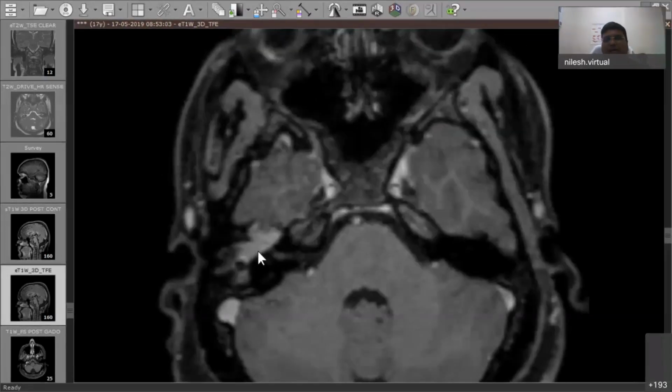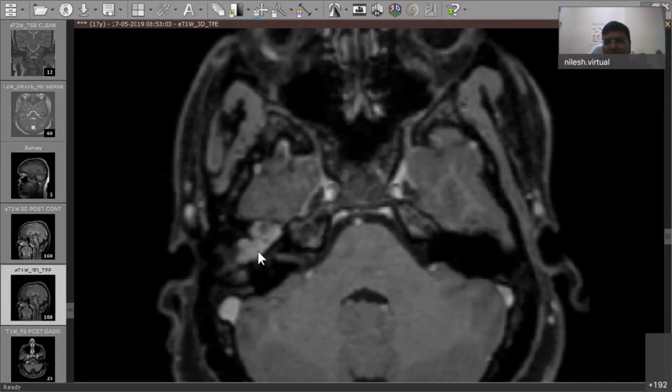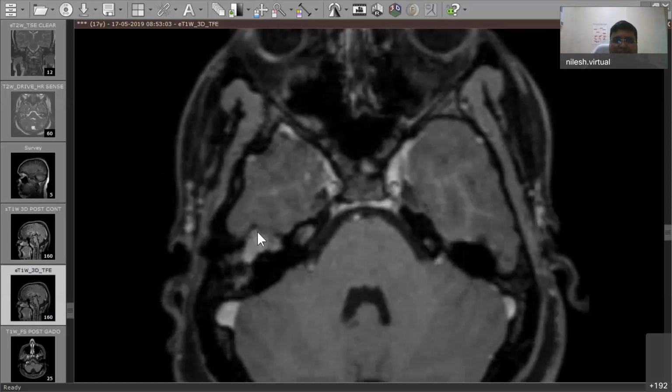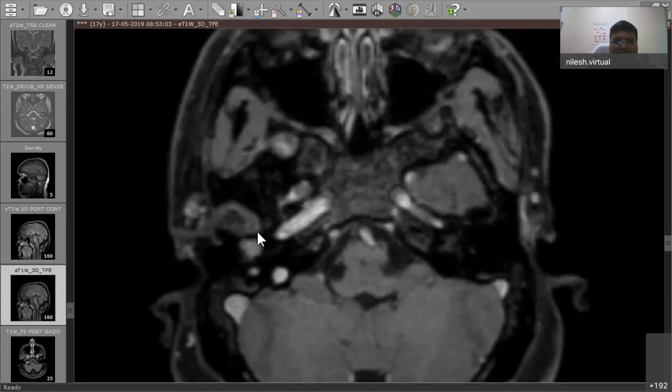So schwannomas are intensely enhancing lesions, but there is a possibility that if a schwannoma is very big, you can get some areas like this. See this area, it is a hypointense area. These are the cystic lesions within the schwannoma. So you may get some cystic lesions in a schwannoma if it is very big in size. This one was moderate size, that's why.